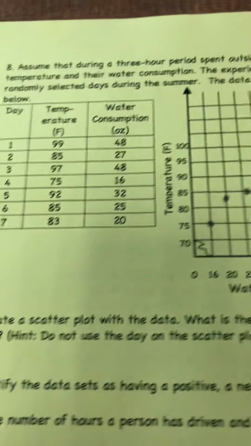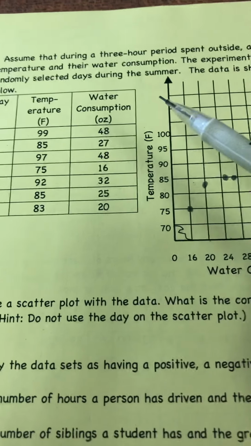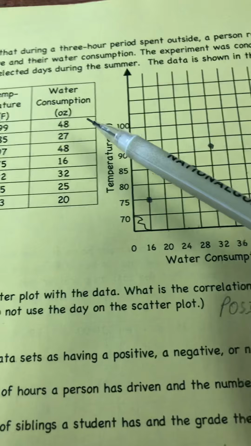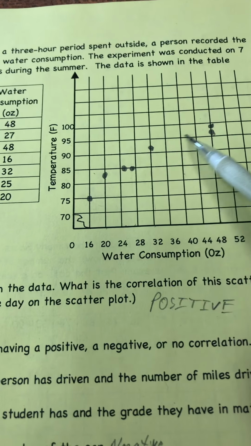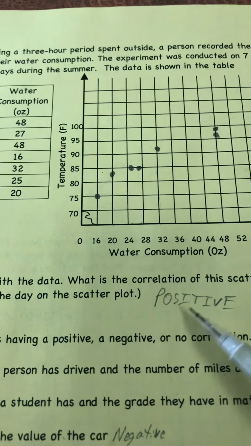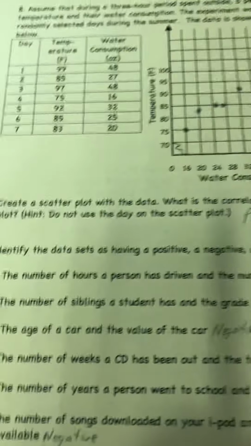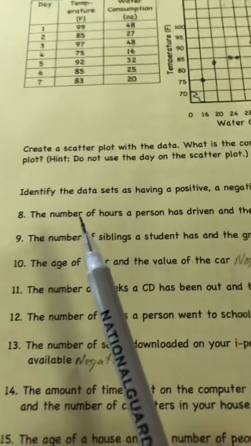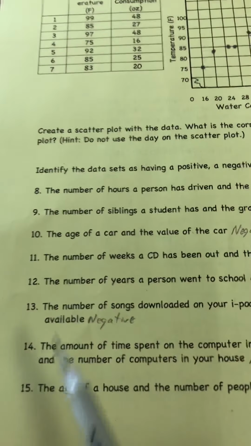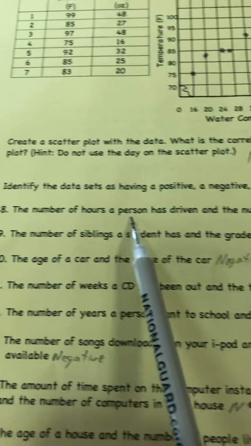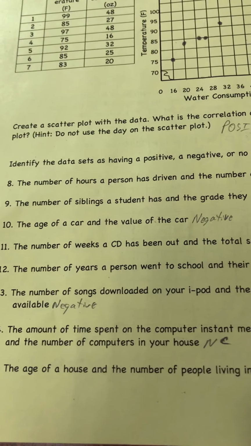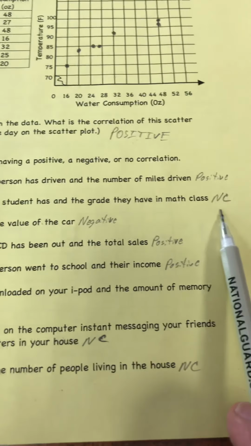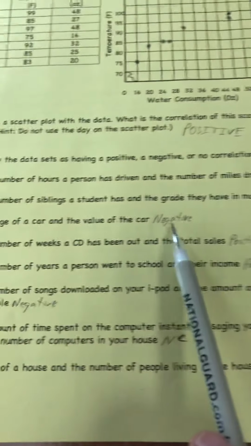Okay, for number 8, I did the same thing with temperature and water consumption. And I have this trend line kind of going up. So that's positive right there. And then I go for 8 through 15. The number of hours a person has driven and the number of miles driven, that's going to be a positive correlation. Number 9, the number of siblings a student has and the grade they have in math class. That's going to be no correlation.